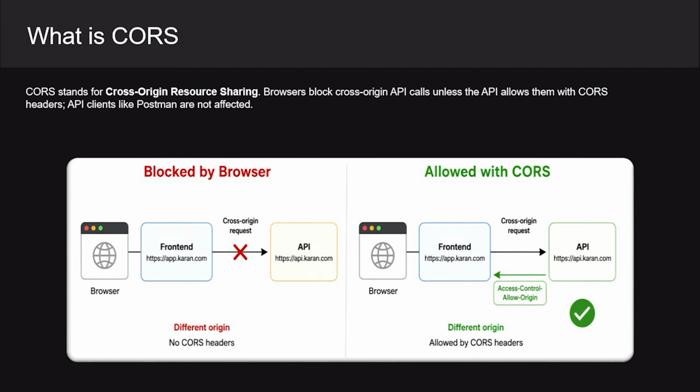A front end on app.current.com and api.current.com are different origins, different subdomains. When Current's front end tries to call his API without CORS configured, the browser blocks it completely. The API must respond with the right header to tell the browser it's allowed. So, this is a browser restriction only. Postman, curl, and server-to-server calls are not affected.